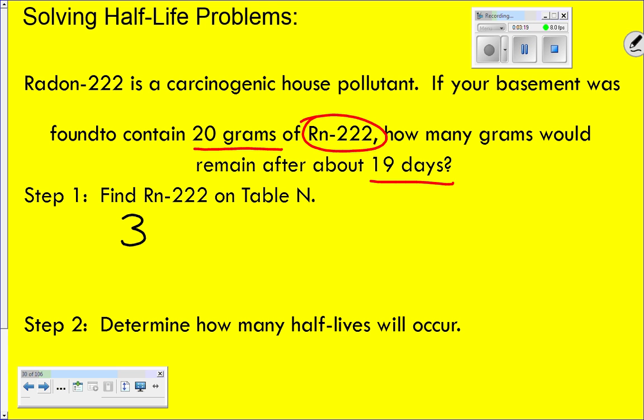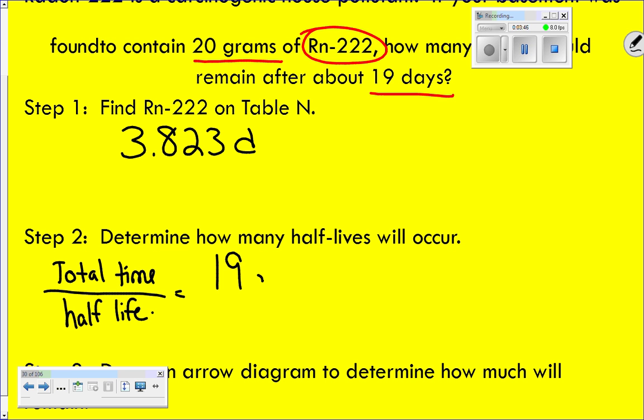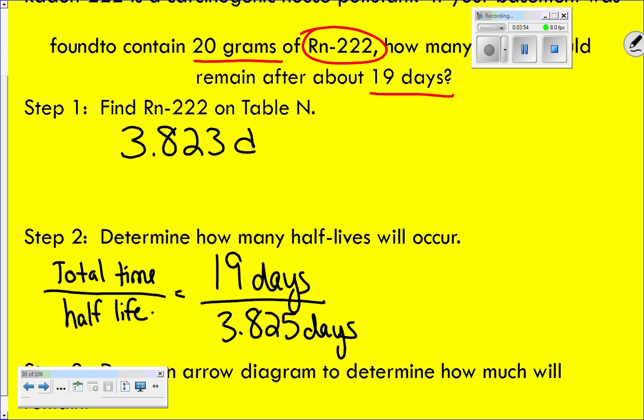So we're going to go to table N and find radon-222. Its half-life is 3.823 days. We're going to determine how many half-lives overall will occur. So we want to see how many times we can go through that period of time within 19 days. So we're going to take our total time, and we're going to divide it by the length of the half-life. In this case, that's 19 days divided by 3.825 days. Now, this does give you a decimal, 4.96.